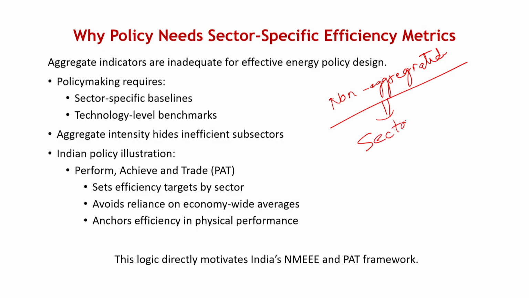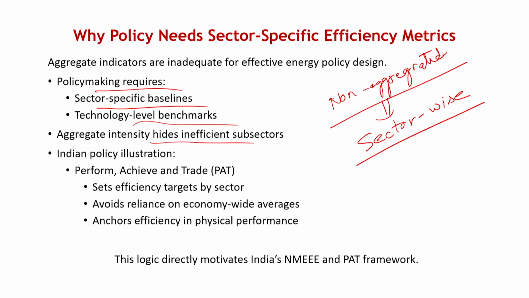Only then can you really see whether that specific sector has improved or not improved. So policy making would require sector specific baselining, and technology level benchmarking is what will be needed as a country, which India realized. Aggregate intensity will hide inefficient subsectors, and I'll show you through some data what is happening.